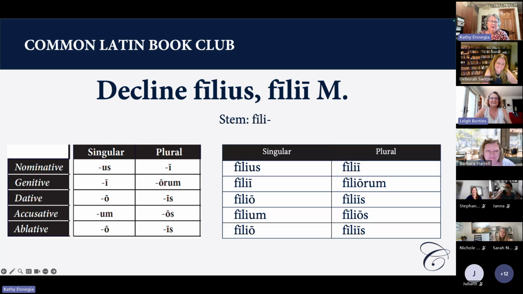You know your endings so well, though. You were able to apply them pretty easily. I thought you did a great job.